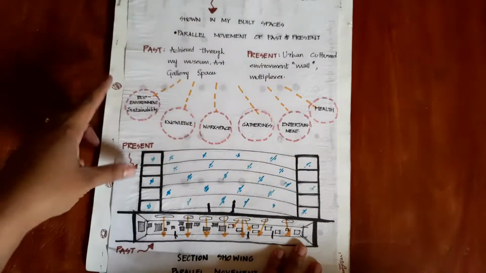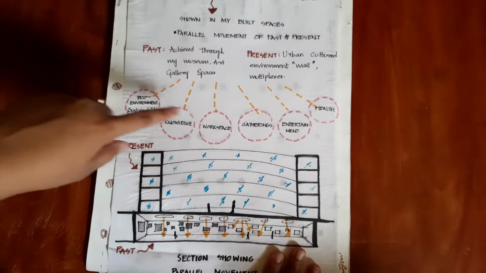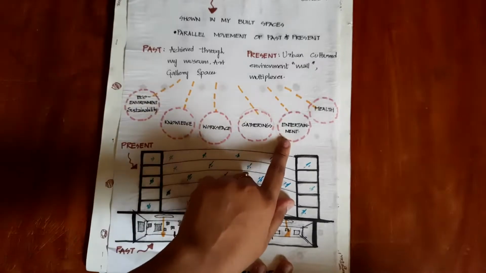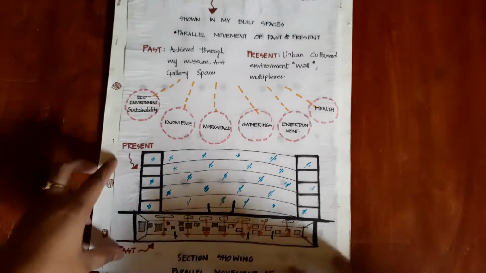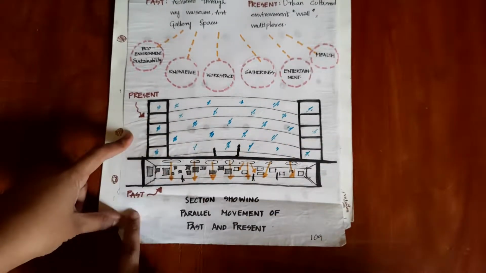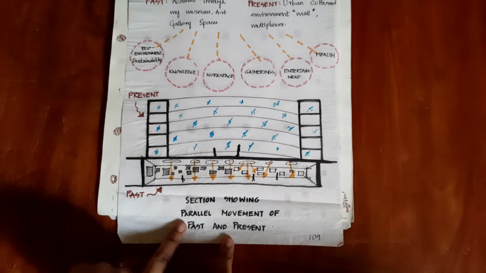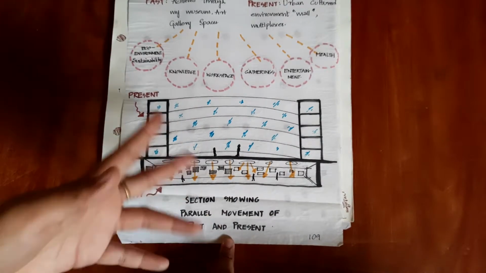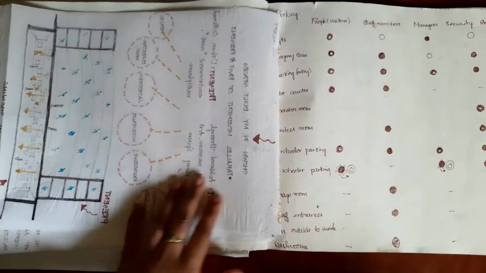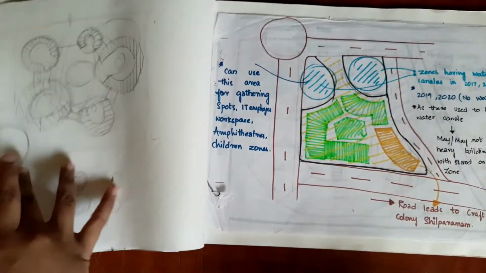So the past and present were divided in the requirements. It's nothing but the present urban life, which is above the ground, and the past, which are museums and art galleries, which are under the ground, which represent the past. So that's about the concept line and the user requirements, contest requirements.